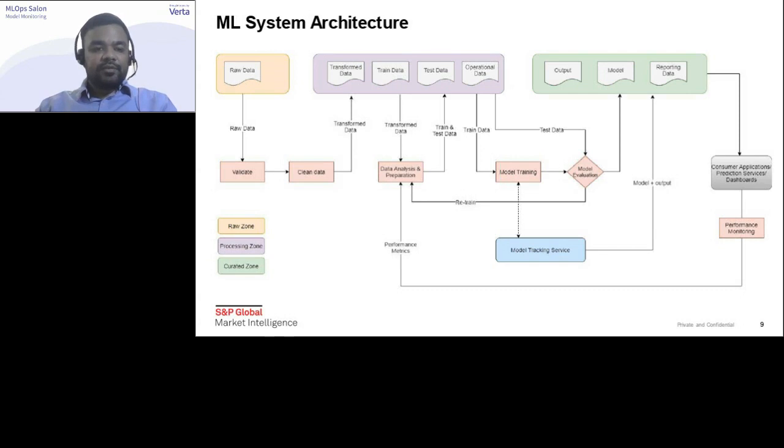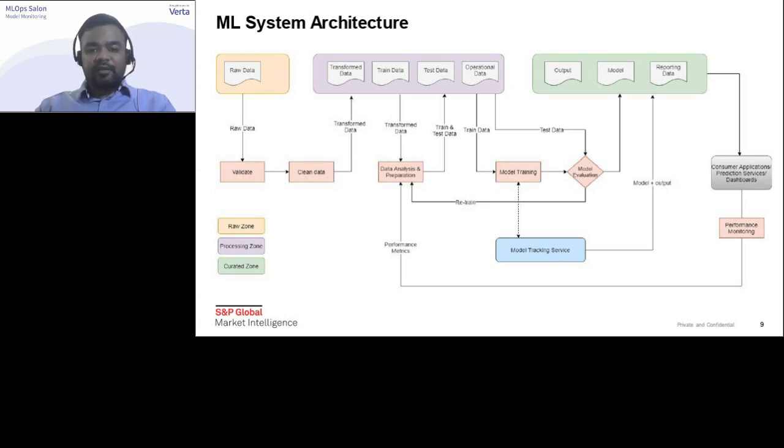That data is most of the time not directly usable for our machine learning model training purposes. So we need to do some validations and cleaning of the data to make it usable. As a first step, we apply some manipulations on top of the raw data, and then we derive the transformed data out of it, which is stored in our processing zone, highlighted here in purple. Once we have validations done over our raw data, a data scientist can perform EDA or some feature engineering on top of the validated data. All those features and the training data sets that were generated are again stored back into the processing zone.